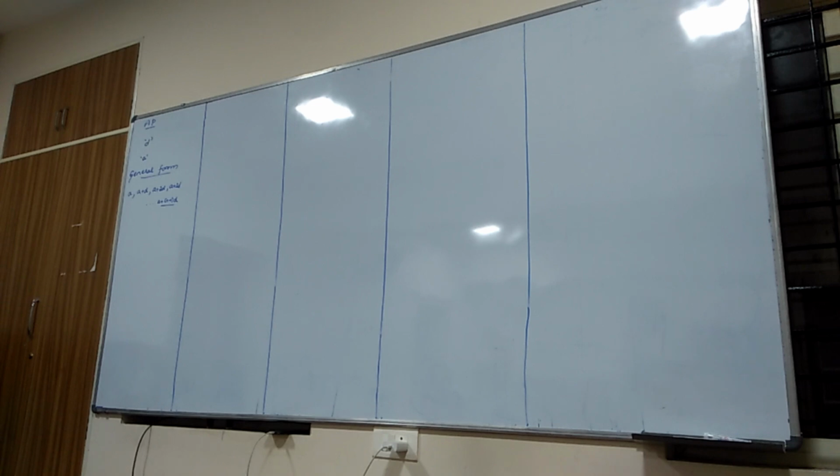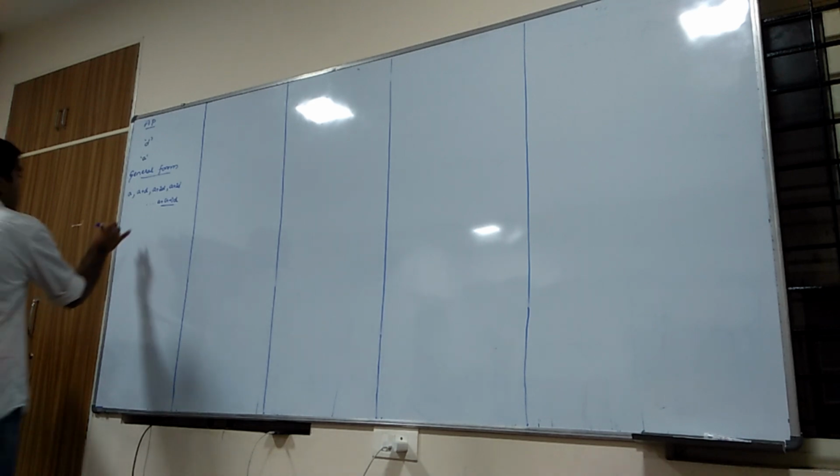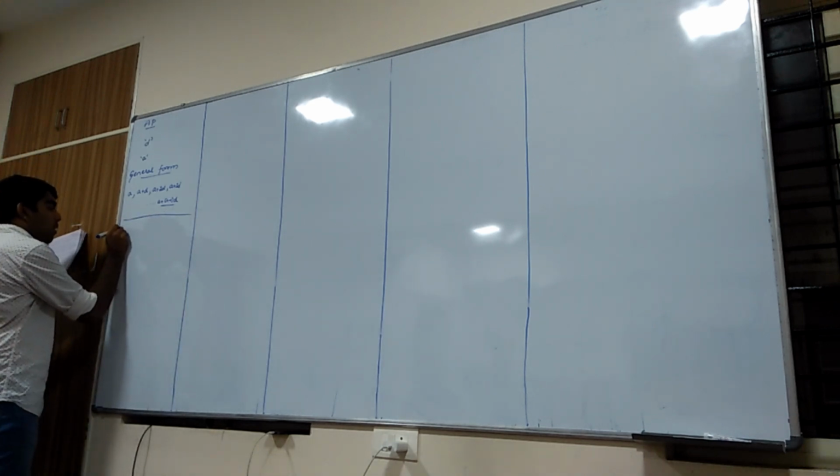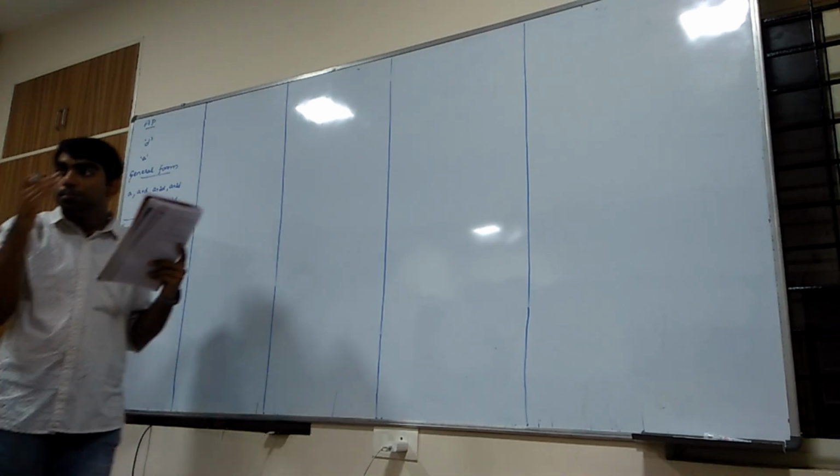And the AP with an infinite number of terms is what? An AP with an infinite number of terms is called an infinite arithmetic progression. Come to example 1.